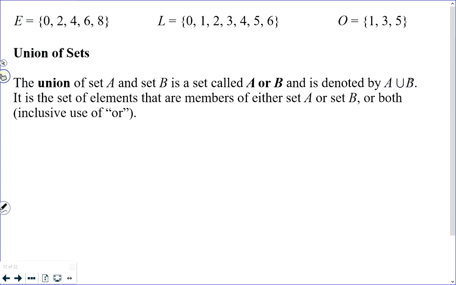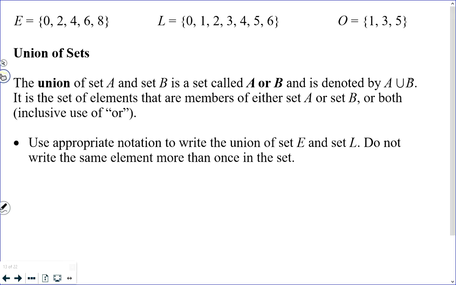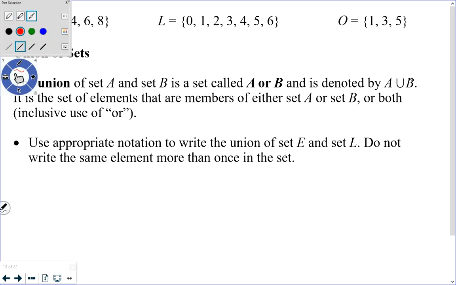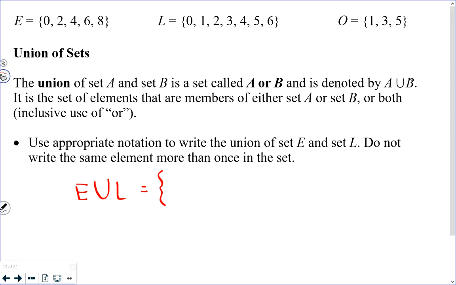And it's the set of elements that are members of either set A or set B or both, because in math we use the inclusive use of the word or. We're asked to do something here, use appropriate notation to write the union of sets E and L. Well, the union of sets E and L will be a new set that contains an element if it's in E, or an element if it's in L, or an element if it's in both. And you're given a hint here, do not write the same element twice.